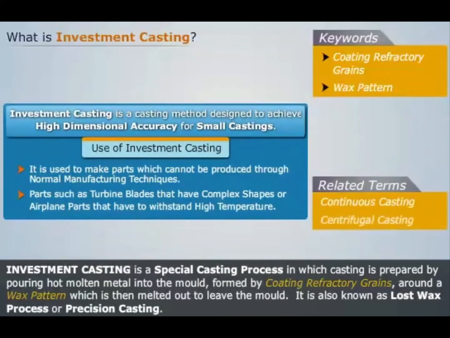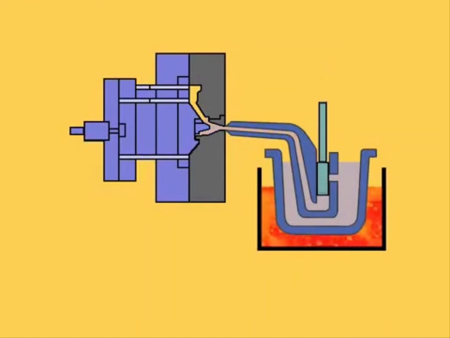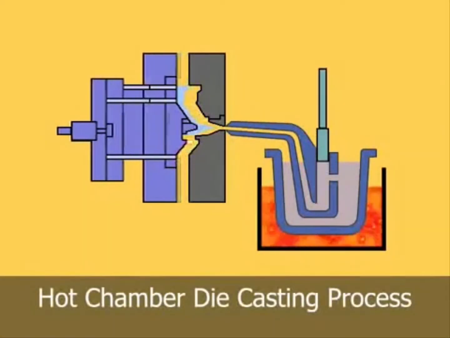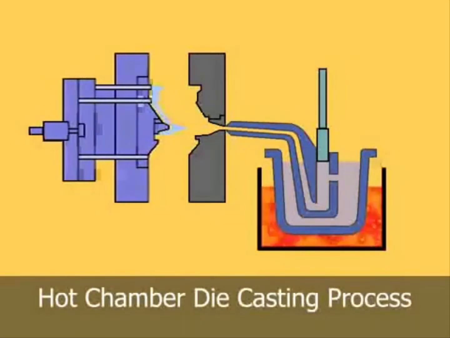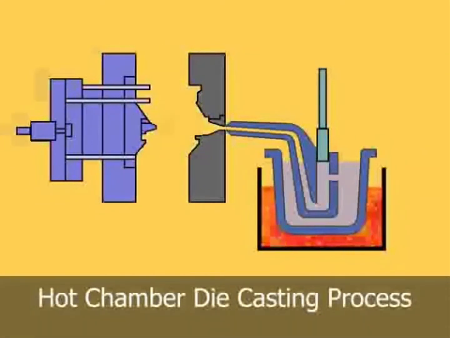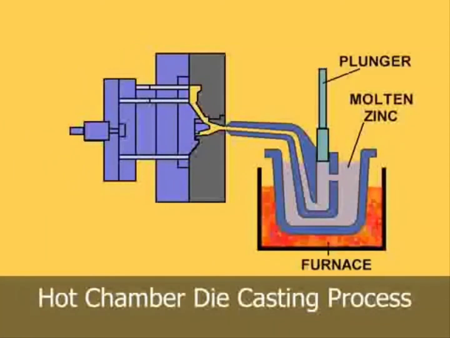Related terms are hot chamber machines, which are used primarily for zinc, copper, magnesium, lead, and other low melting point alloys that do not readily attack and erode metal pots, cylinders, and plungers.